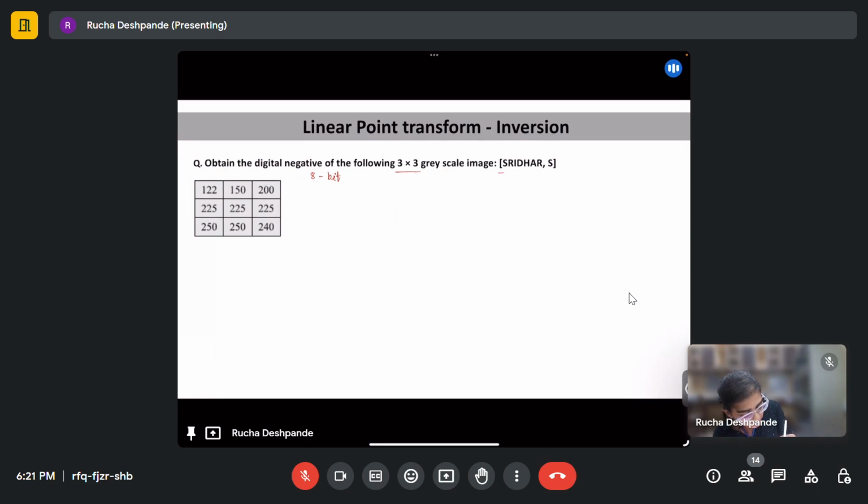Also, this is the reference that I am using. This is the Digital Image Processing book by S. Jayaraman, and I am following this for examples. You can find various numericals in this book, and you can also practice.